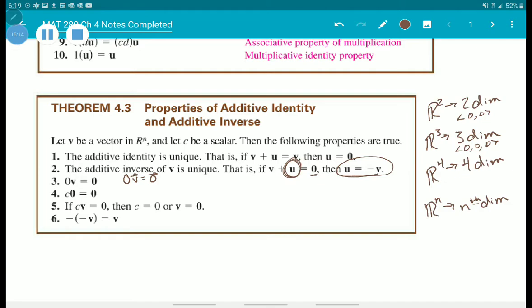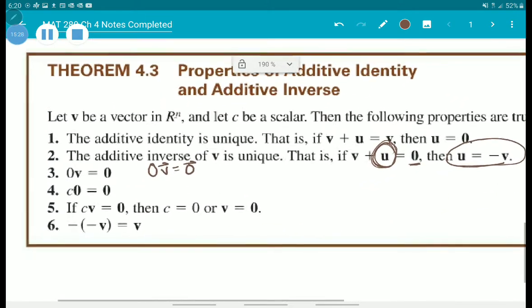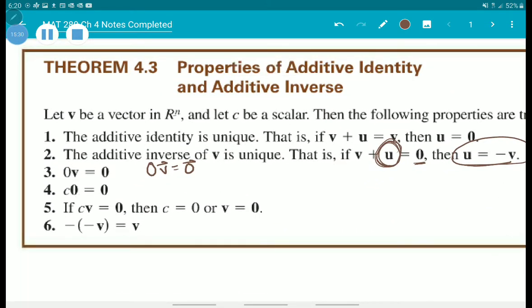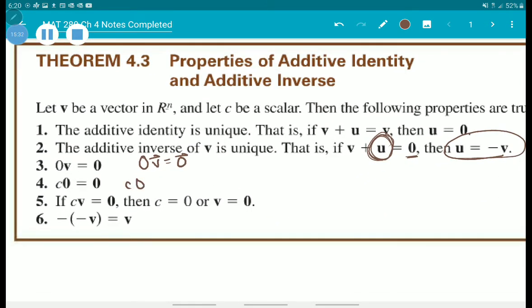Four is about the 0 vector. If I take a scalar c, any real number, times the 0 vector in Rn, I will get the 0 vector. Again, notice the notation. There's a very subtle difference here. Notice that those are bolded zeros. That means that they're talking about a vector, not just a number.